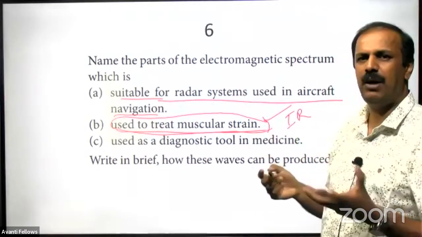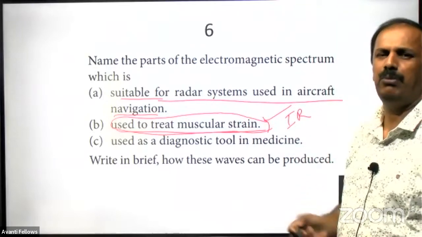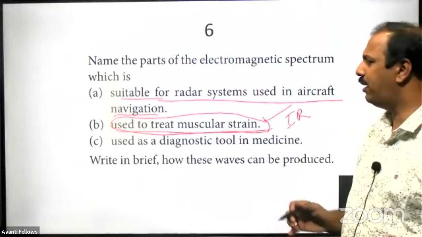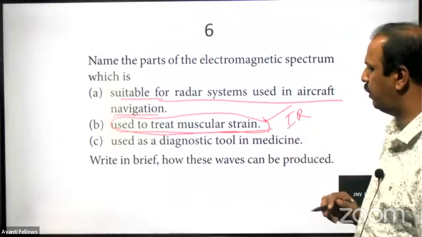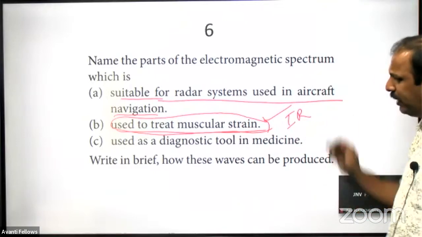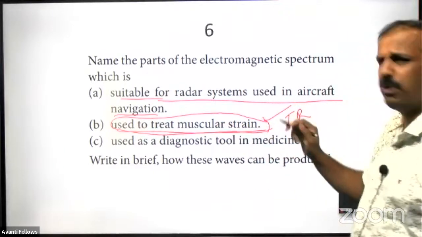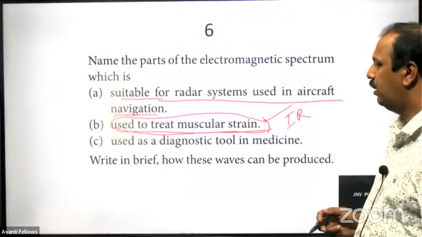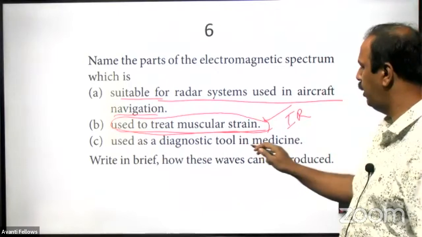The exact biological part we are not going into. We should just know that infrared radiation, you are just giving heat or infrared for the muscles in physiotherapy. So that was also discussed previously, but there we just used the word physiotherapy. Here it is muscular strain, you should know that's a part of physiotherapy. Okay. Then the next one, used as a diagnostic tool in medicine.